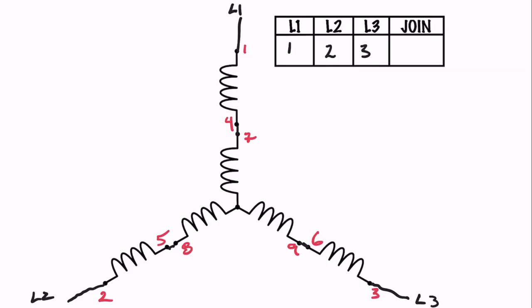And then for our joining points, we are going to connect 4 to 7, 4 and 7. We're going to connect 5 and 8. And we're going to connect 6 and 9. 6 and 9. And then we're done. And we've got it all connected up for a higher voltage.